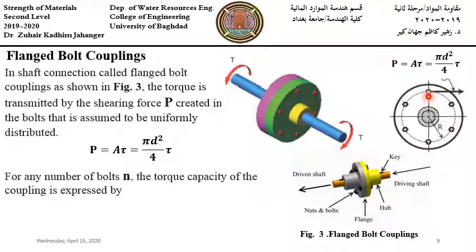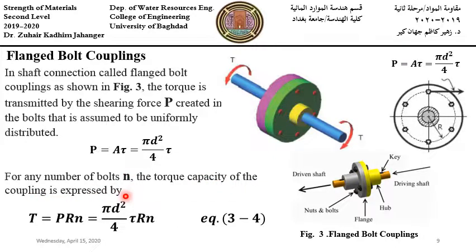So here is not only one bolt, here is 1, 2, 3, 4, 5, 6. So for any number of bolts n, 6, 10, 11, 8, the torque capacity of the coupling is expressed by, so it's a summation torque equals P force times R times N, and equals pi d squared over 4 times tau R N. This is equation 3-4 in your text.